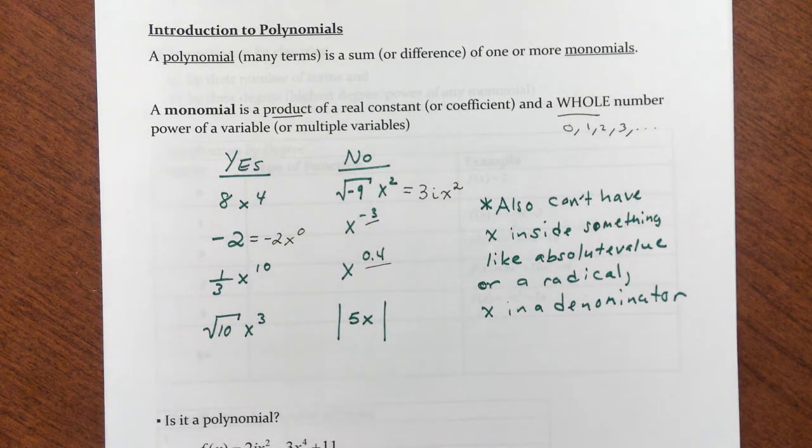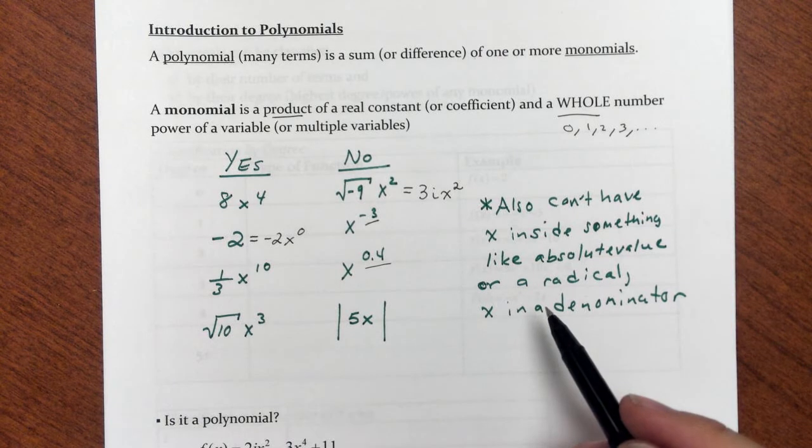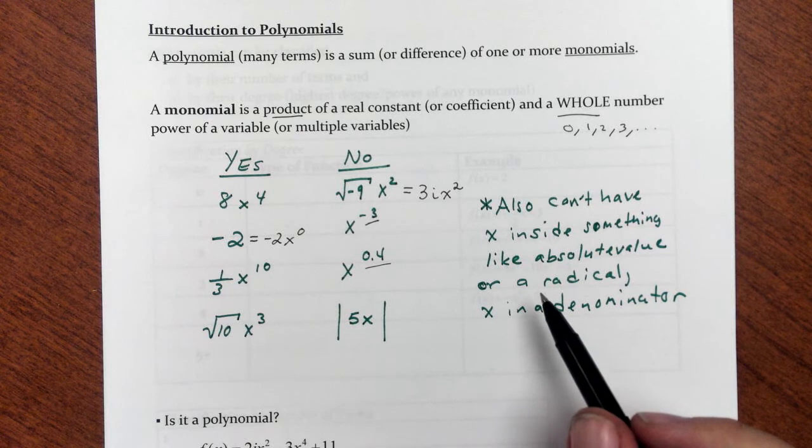And lastly, another non-example, the absolute value of 5x. This wasn't maybe as expressly addressed up above, but the absolute value is itself something other than a whole power of a variable. I can't have things like absolute value. I can't have x inside an absolute value. I can't have absolute 5x or absolute x plus 2 or anything like that. X can't be inside a radical or even in a denominator. Everything is going to look like some real number constant times x, or x to the 3rd, or x to the 10th. That will be every term of a polynomial.